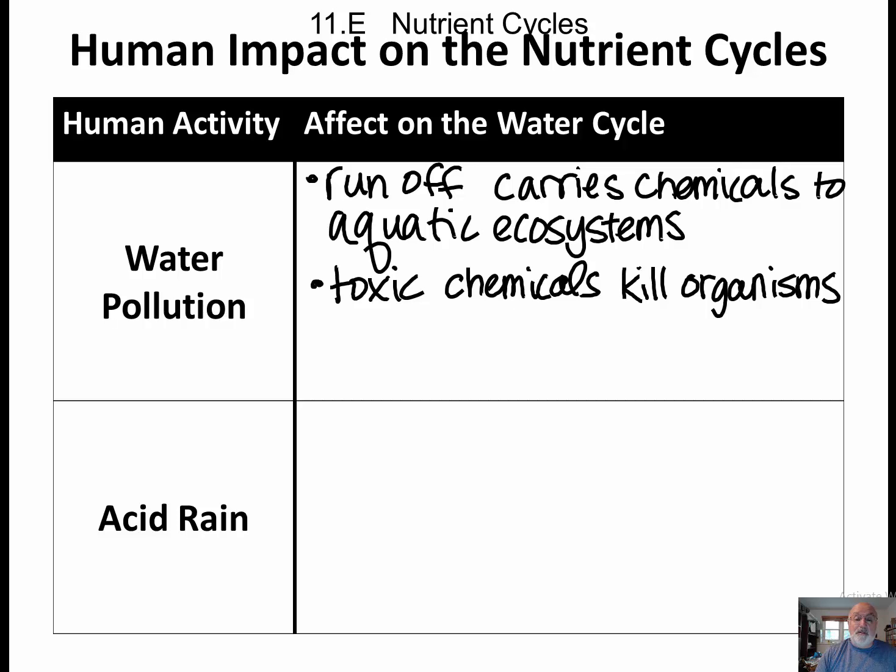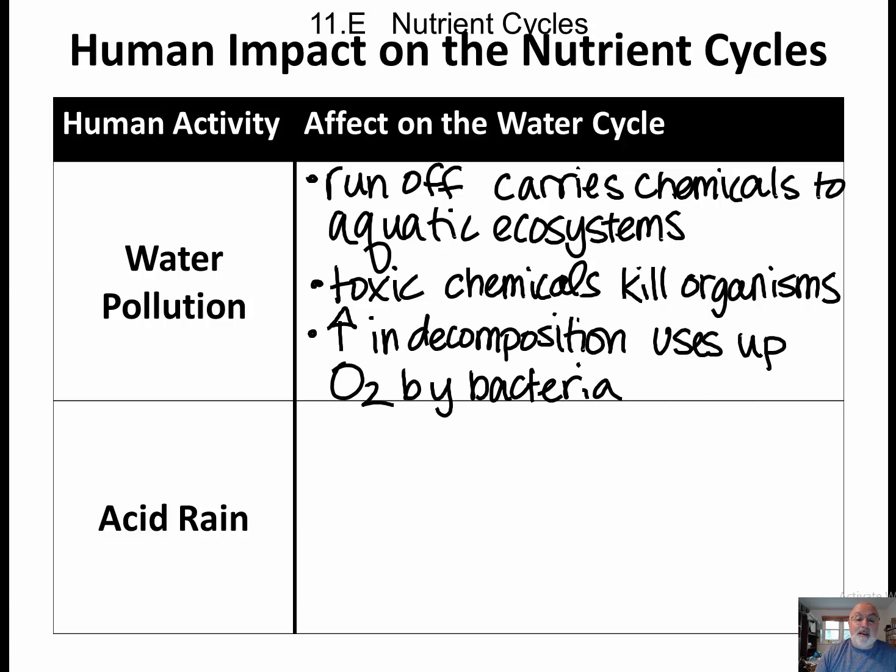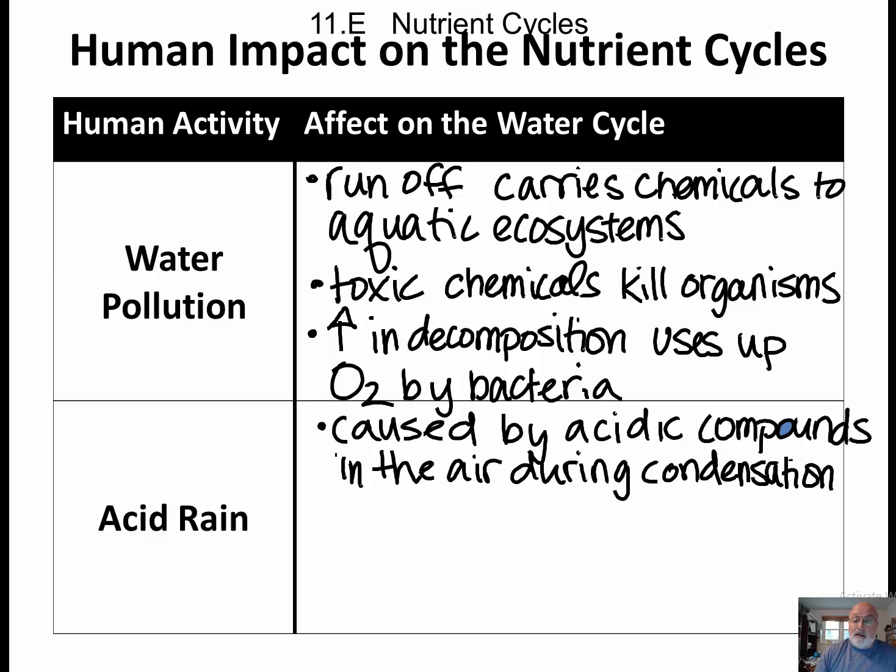Toxic chemicals can kill organisms, duh, and increased decomposition uses up oxygen. Bacteria, in the process of doing their breakdown, their decomposition, need oxygen, and what they can do is remove it from the environment for other critters that need oxygen, and we'll talk more about that with nitrogen.